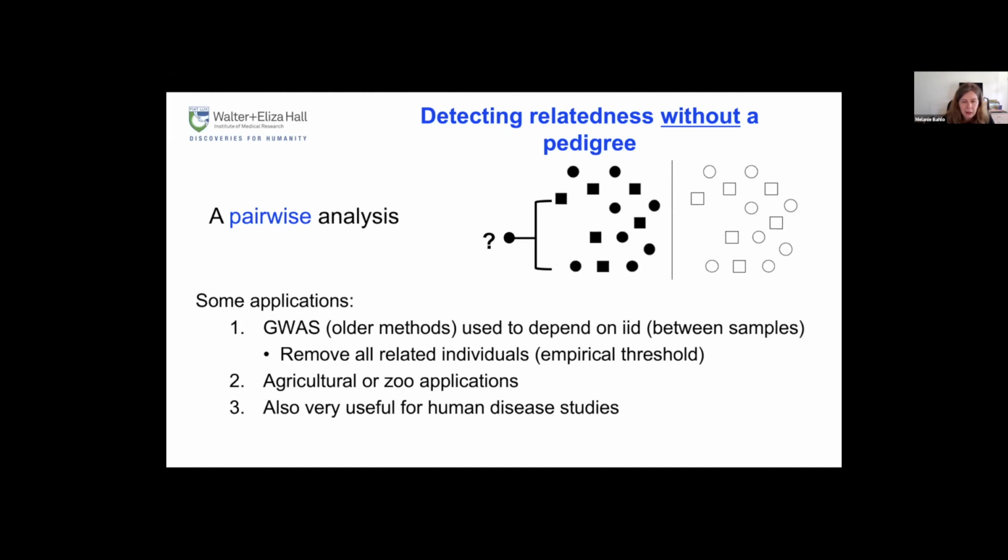And as you will see in the talk, detecting relatedness, even when you don't have a pedigree, is incredibly powerful for human disease studies. So we'll get to that. But on the whole, these methods where you don't have a pedigree are referred to as identity by descent methods.